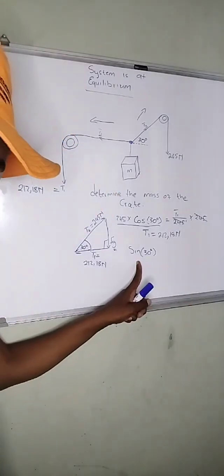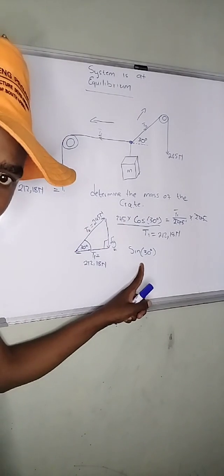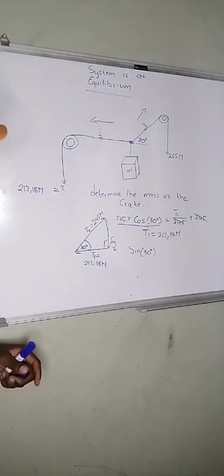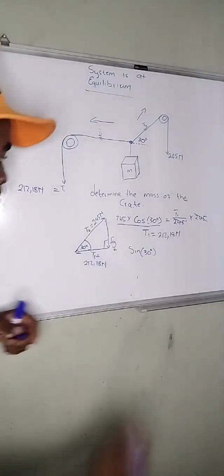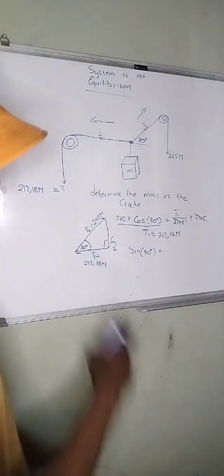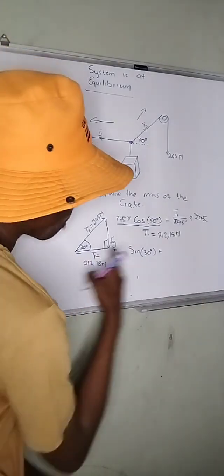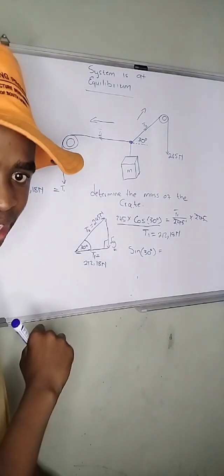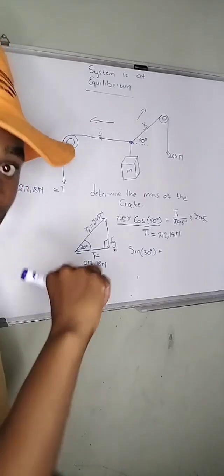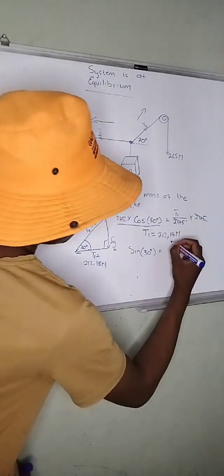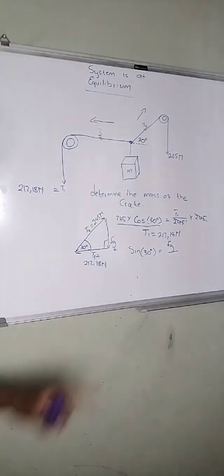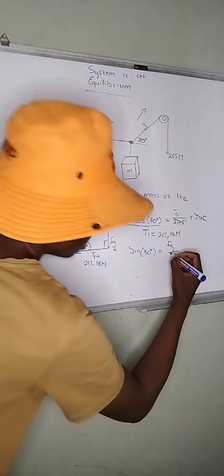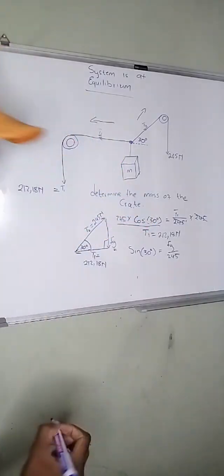Am I lying? I can use the sine 30, right? Thank you very much. So what am I going to do? I'm going to say sine 30 is going to be opposite. What's going to be my opposite? It's going to be FG. So FG is going to be what I'm looking for over what? Over 245, right?